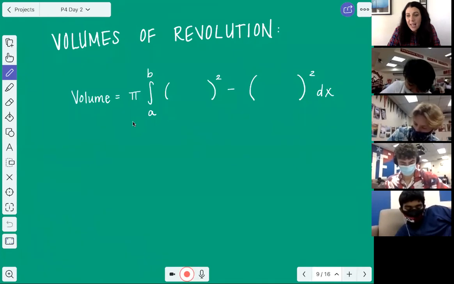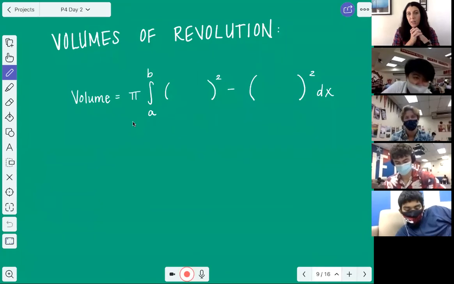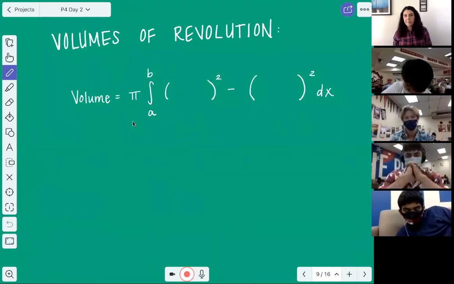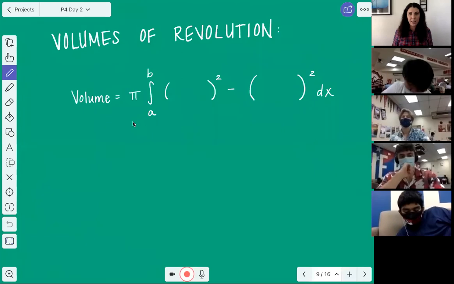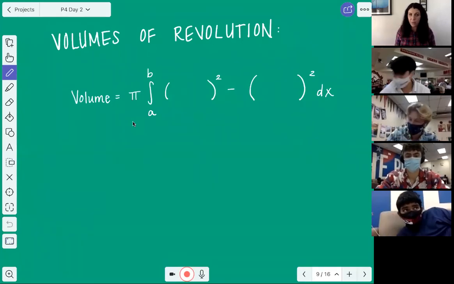What I would write down is exactly what you see on the screen right now, volumes of revolution. We have volume equals pi times the integral from a to b of big parentheses squared minus another big parentheses squared and then a dx. Usually if we were in person, I would have a prop a little bit to explain what's happening here. Not going to have that. I think I'll probably, in addition to sharing my video, share a video that kind of shows you what's happening in these volumes of revolution.